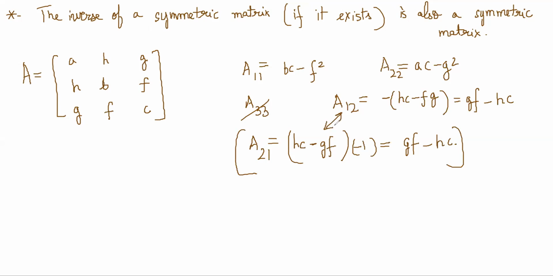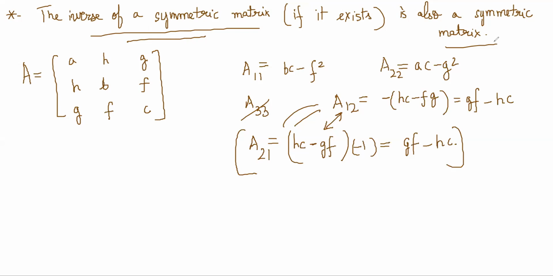So that means when you take the transpose, it will also be the same. It should be symmetric only. You can verify other elements like this. So inverse of a symmetric matrix will also be symmetric. That is the property.